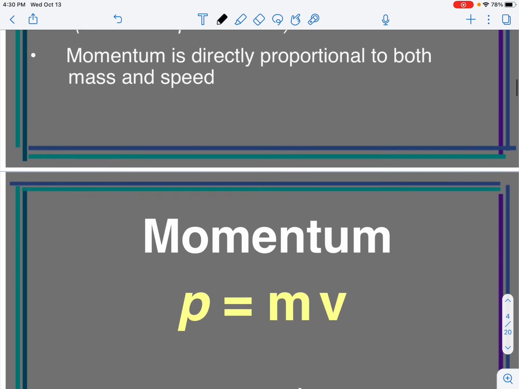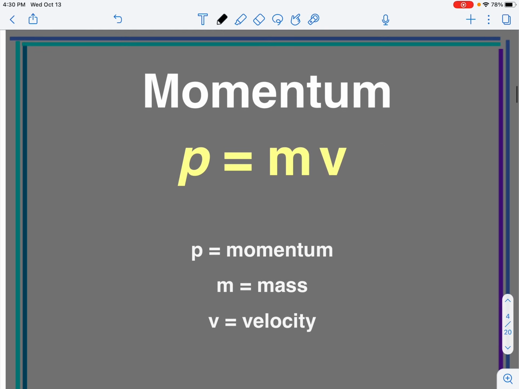It says here that momentum is directly proportional to both mass and speed. So here is our official equation for momentum. Again, lowercase italicized p for momentum, lowercase m is for mass. We're going to measure mass in kilograms. Lowercase v for velocity. We're going to measure velocity in meters per second. And since we are multiplying these two things together, our unit for momentum is just kilogram meters per second. Nothing simplifies, so it's all just expressed as our unit for the final answer.